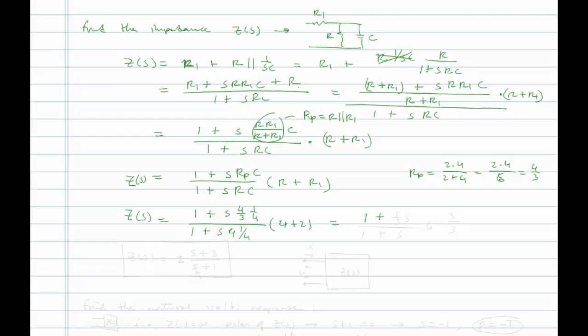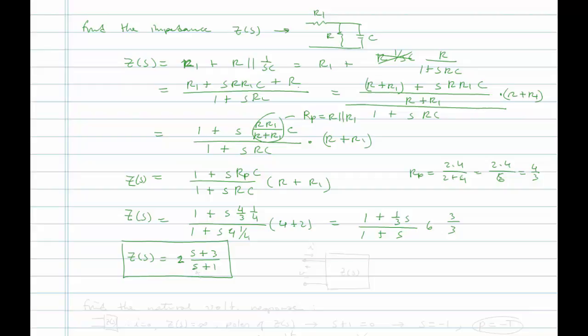Alright, let's simplify that. 1 plus 1/3 S over 1 plus S times 6. Multiply through by 3 here, because I want to get this 1/3 out from the S. So now we'll have S plus 3 over S plus 1 times 2. Alright, there we go. So for this circuit, this is the impedance function.